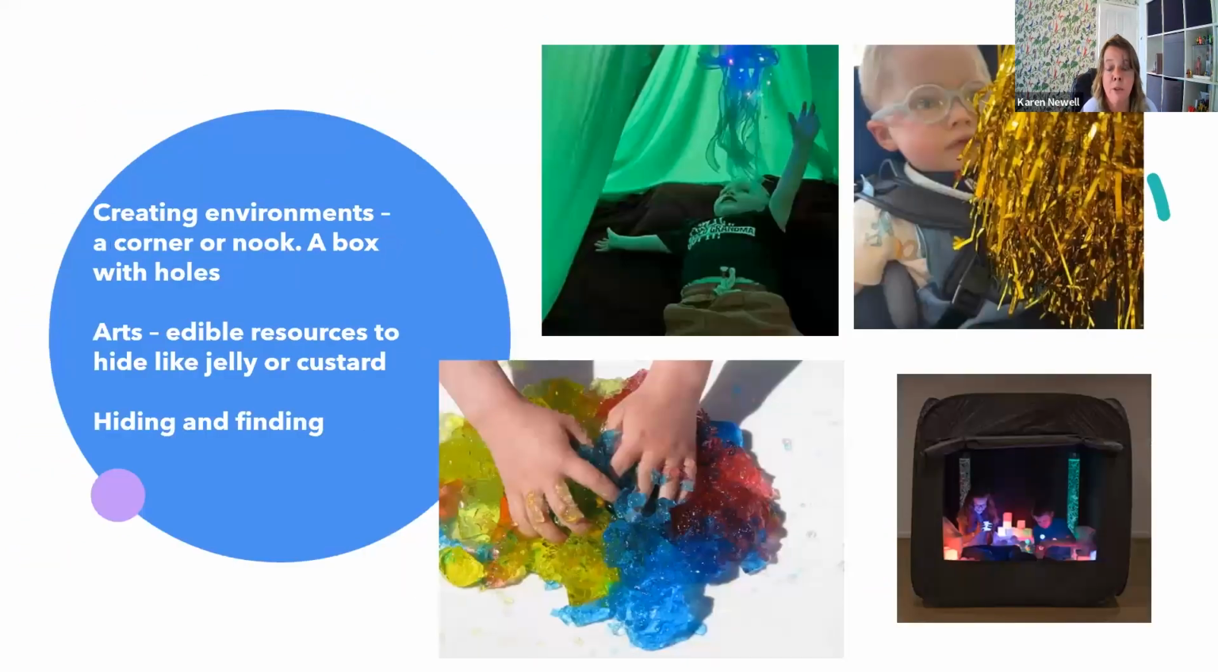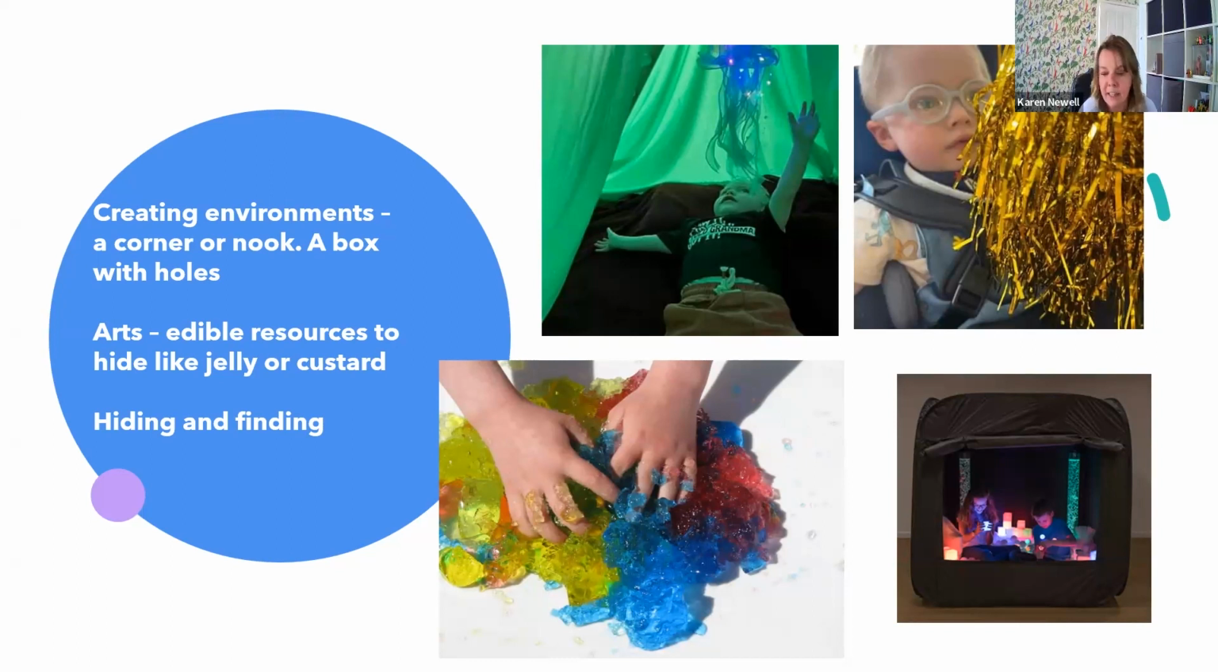So creating environments for our children, even when they're very small, they may feel safe in a lighted environment, in a dark tent, using pom-poms. The dark tents are great, but you don't have to spend all that money. You can actually create ones a lot cheaper, and use things like jelly and custard to hide things in. Making things edible is best, so that's good.